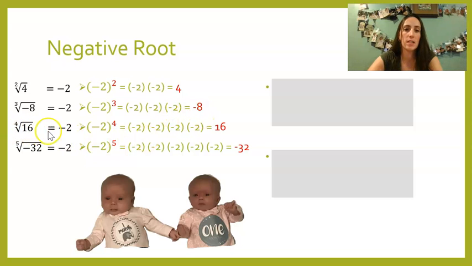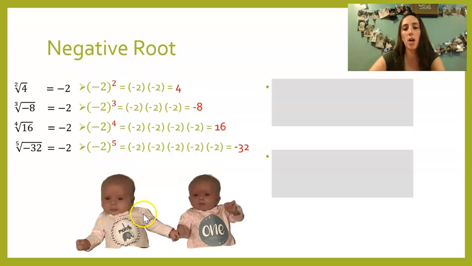You can see here as I multiply this by one more negative 2, I'm now at negative 8. The fourth root of 16 can equal negative 2, because when I take negative 2 and multiply by itself 4 times, I have now a positive 16. Fifth root of negative 32 equals negative 2. And again, we can see that here.